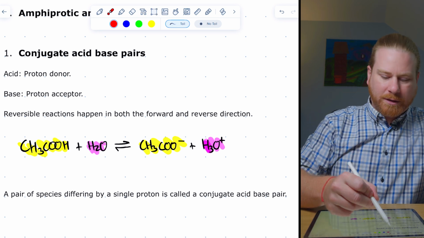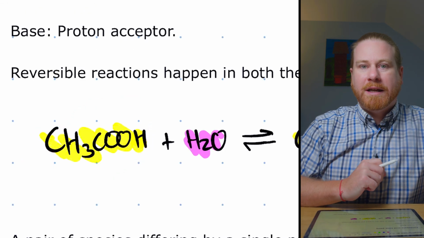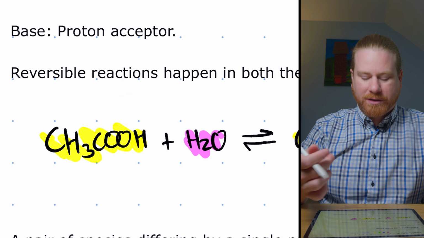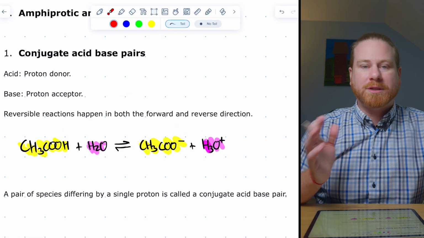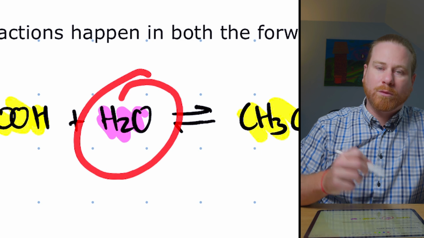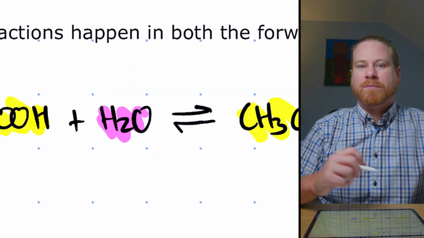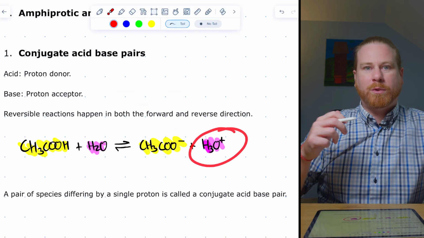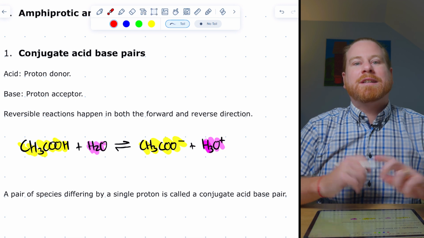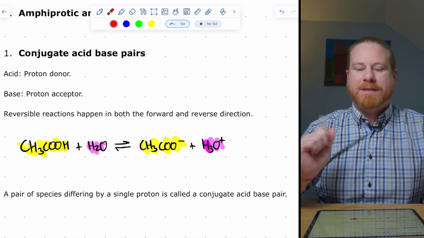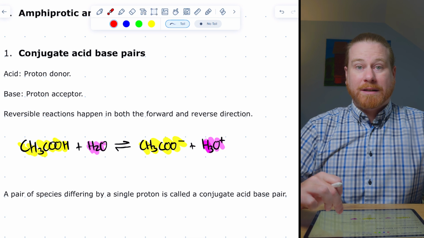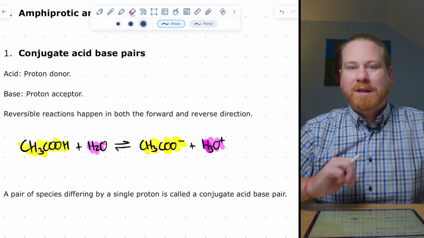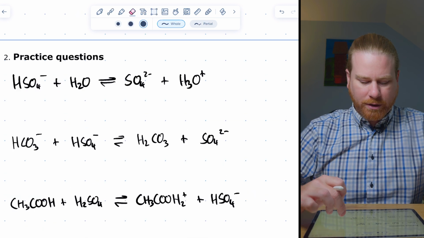At the start, the ethanoic acid is acting like an acid, it's donating a proton, and the ethanoate ion is called its conjugate base. Water is acting as a base, and then it's paired up with the hydronium ion, which is acting as a conjugate acid. Okay, hopefully that makes sense, but if not, let's look at some practice questions to make sure we fully understand what is going on.